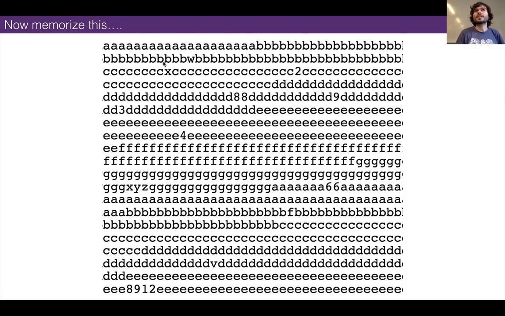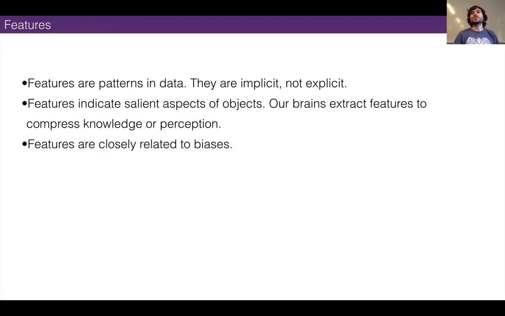There's a little bit of noise in there, right? Some W's and random letters and numbers sprinkled in, but you can see there's a pretty obvious pattern there, right? So what is the point of this exercise? It's to try to define what we mean by features.